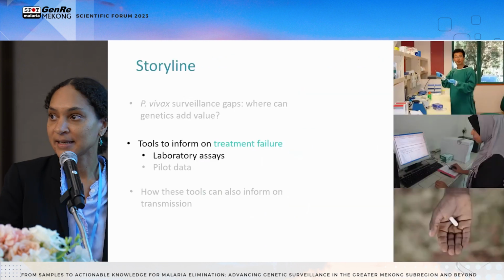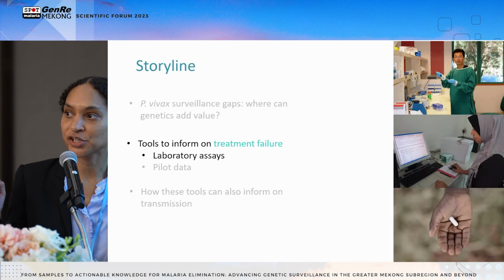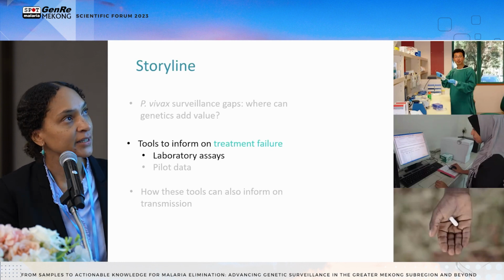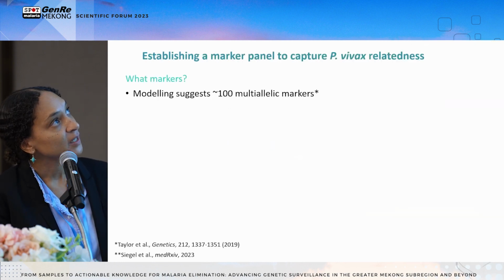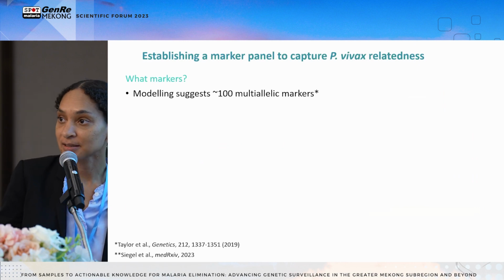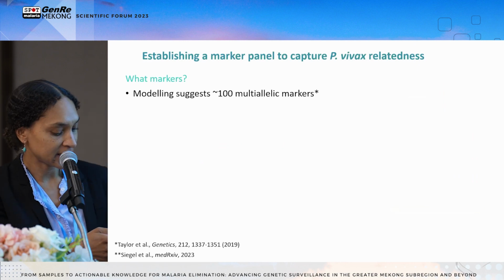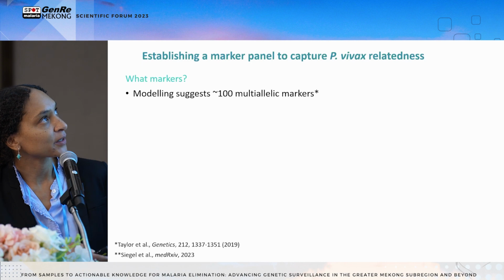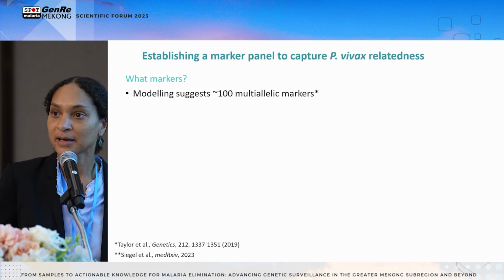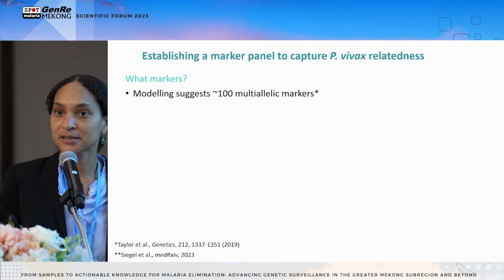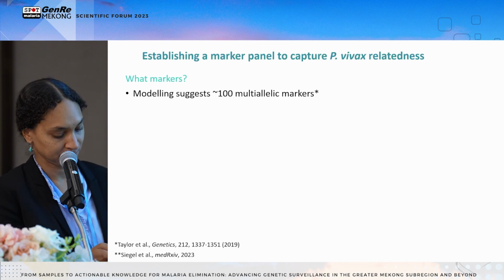So what sort of assays do we need to capture that relationship between our day 0 and recurrent infections? We were quite fortunate that actually when we started this work, Amy Taylor had just published a study. I'm not going to go into detail on that. It's a modeling study that basically told us we need about 100 multi-allelic markers to capture that relationship.